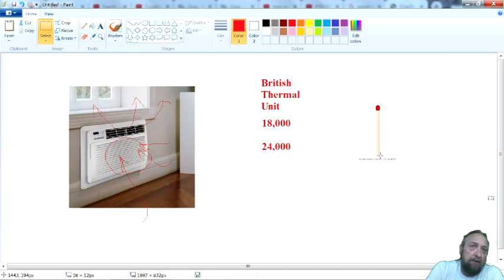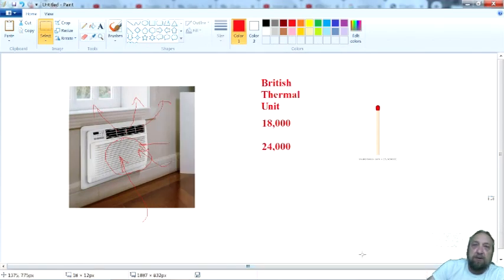So what does this all have to do with air conditioning, and what does it have to do with our subcooling and superheat? Well, let's talk a little bit more about it. So if one match is equal to 1 BTU, the amount of heat that comes off of a match when you burn it, let's take it.